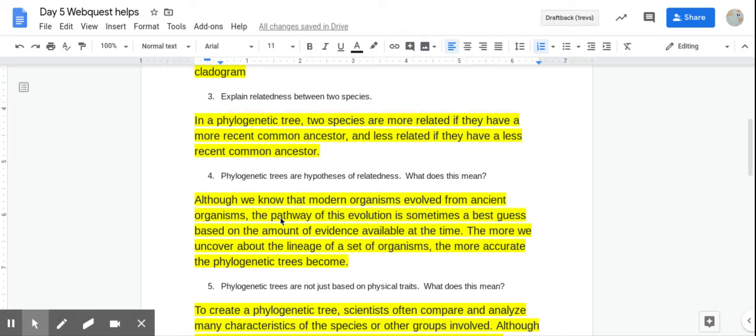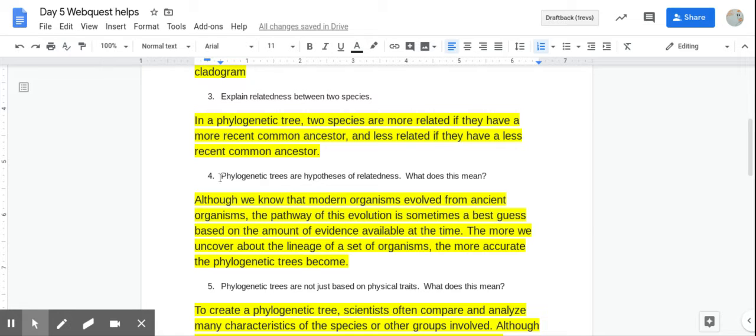Number three, explain relatedness between two species. This is an interesting aspect. In a phylogenetic tree, the more closely the branches are, the more related the organisms are, meaning they had a common ancestor. So when you look at this web quest, take a look at the images and the diagrams. You'll see things branching off, and the closer those branches, the more related they are. The farther the branches are away from each other, the less related.